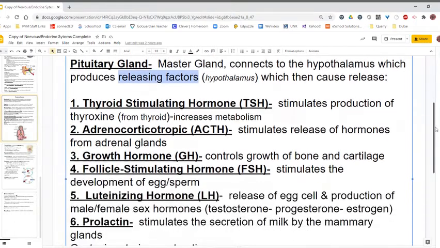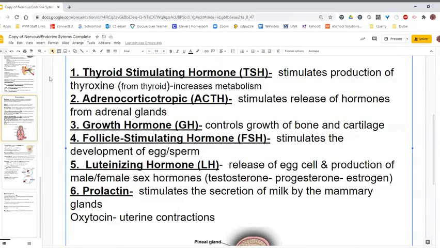The pituitary releases a whole bunch of different chemicals. These hormones include thyroid stimulating hormone, or TSH, that stimulates the production of thyroxine. And thyroxine, which we just talked about from the thyroid, increases your metabolism. The second one that comes from the pituitary gland is adrenocorticotropic hormone, or ACTH.